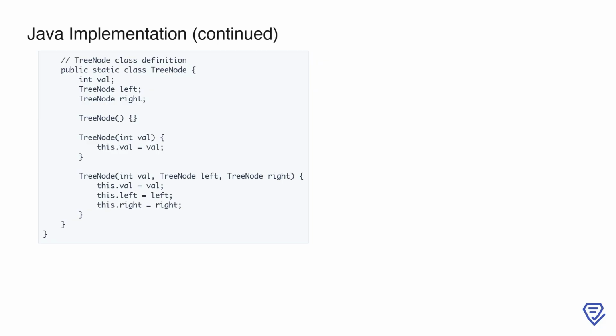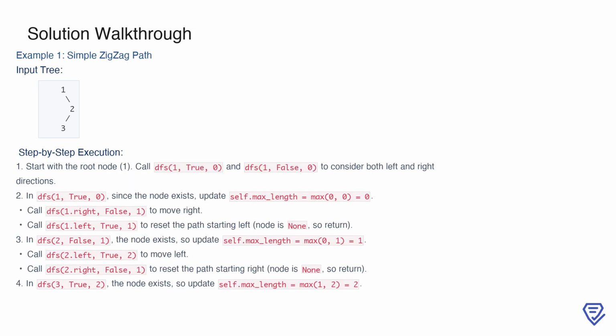Together, the solution class and TreeNode class provide a complete framework for solving the longest zigzag path problem in a binary tree. Let's begin with a simple example to understand the process. The tree consists of 3 nodes arranged in a zigzag pattern. Starting at the root node, 1, we call the DFS function twice, once assuming we are going left and once assuming we are going right.